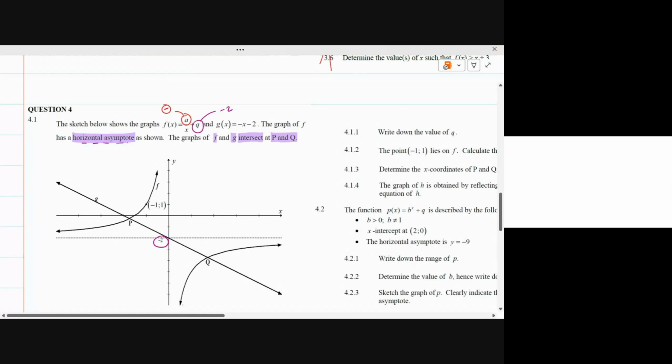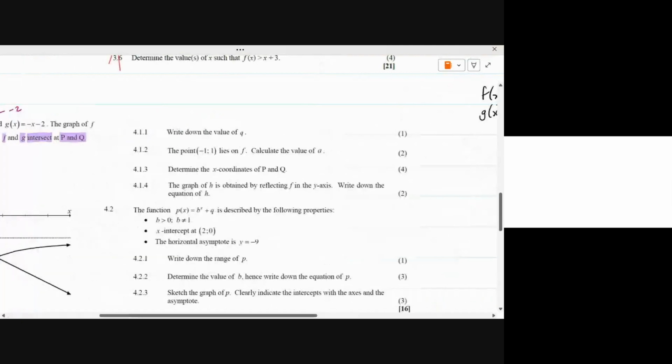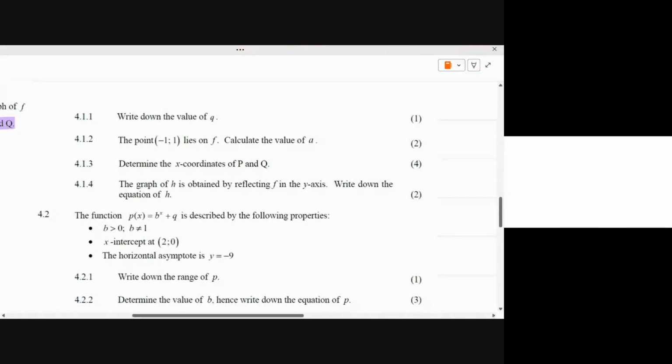Let me show you something. Look at question 4.1.1. I'll zoom in for you guys. What does 4.1.1 say? Write down the value of Q. Did we not just find Q? Before we even looked at the questions, we already knew what Q was because we knew how to interpret the graphs. So learning how to interpret the graph really helps us to answer the question. It's like you're writing the memo in your head before you even look at the questions.